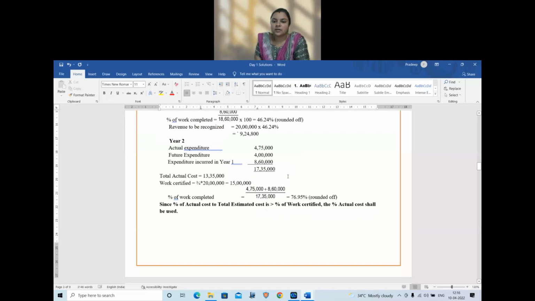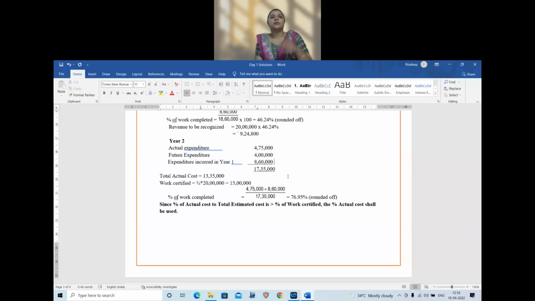Any doubts, friends online? Any doubts in understanding year 2 calculation? 17 lakh 35 greater than 15 lakhs, so they are taking actual. Yes, ma'am. Can you repeat second year calculation? Okay, I am repeating second year calculation.